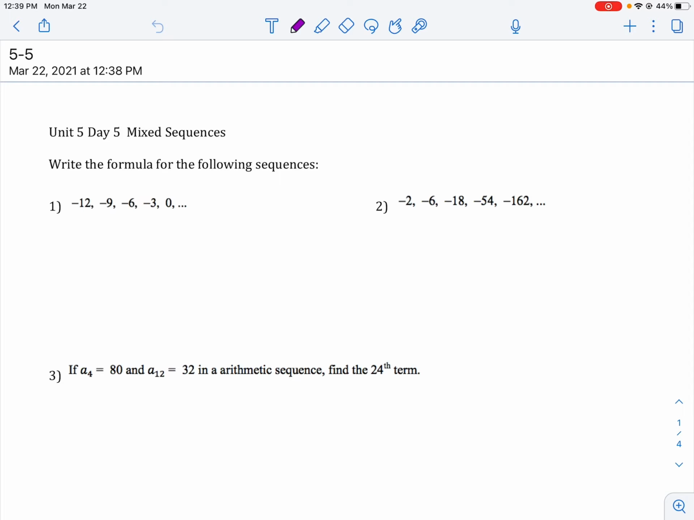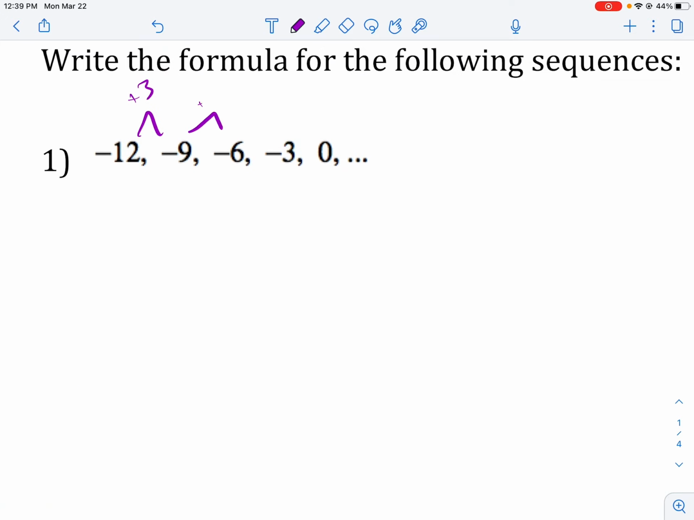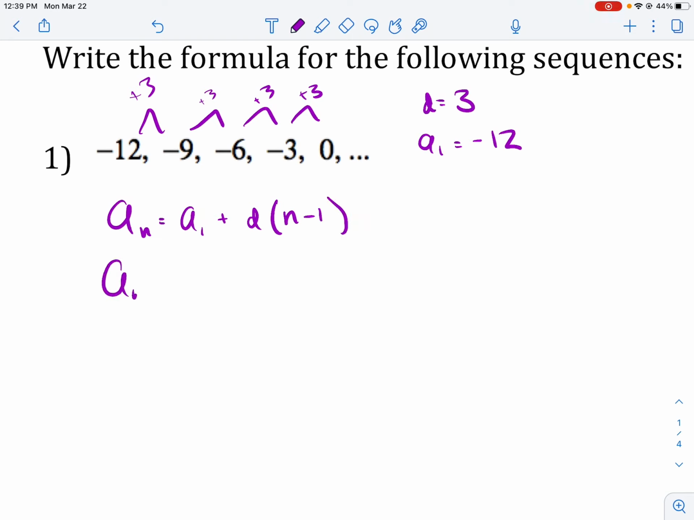So in this first one, it looks like we're adding by 3 each time. Let me zoom in here. Looks like we're adding 3, adding 3, adding 3. So our common difference is 3. Our first term is negative 12, and so our equation, our nth term, is a sub 1 plus our common difference times n minus 1. All right, and so this becomes negative 12 plus 3 times n minus 1.